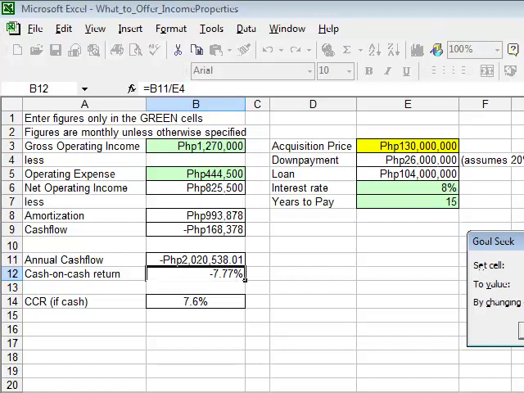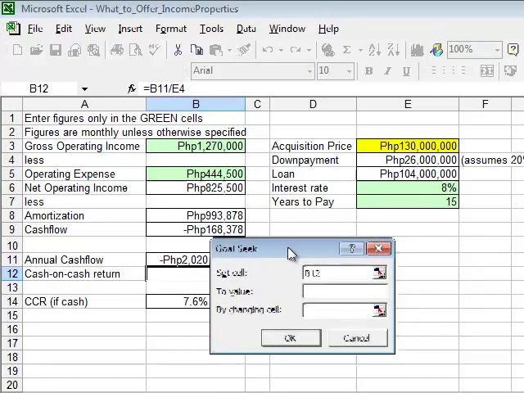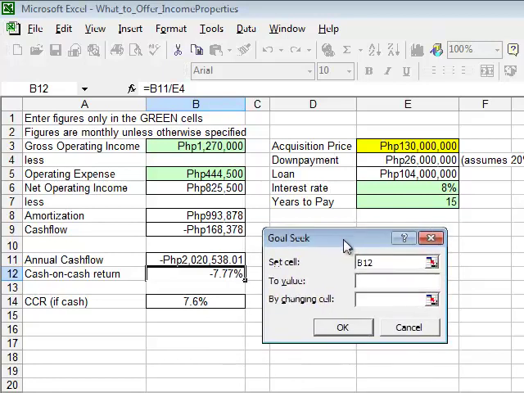So let's say that's your table, that's your GoalSeek function there. You set it to a value of 20%, meaning you want your cash on cash return to be 20%. If you want your cash on cash return to be 20%, what will be your acquisition price? So you change that by changing cell, and you highlight the acquisition price.